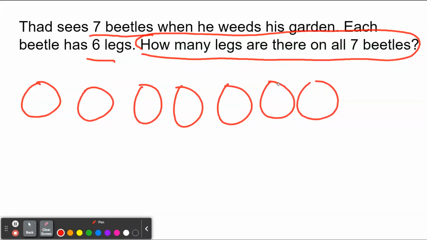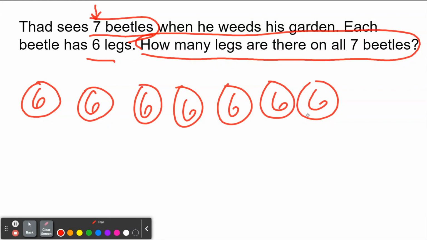Each one of those circles is going to represent one beetle, right? So we have 7 beetles, so we have 7 circles. Now each of those beetles has 6 legs. So I'm going to put down 6 in each of my circles to represent the legs. So each beetle has 6 legs.